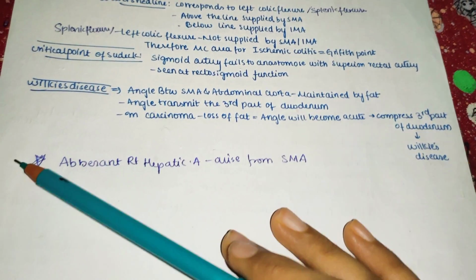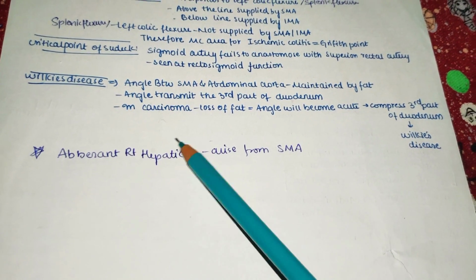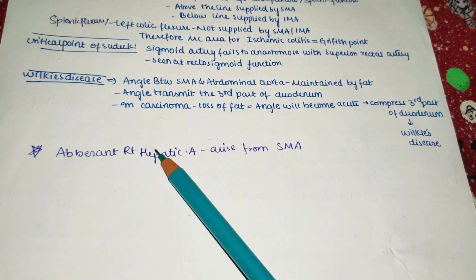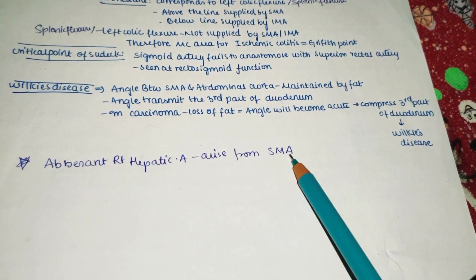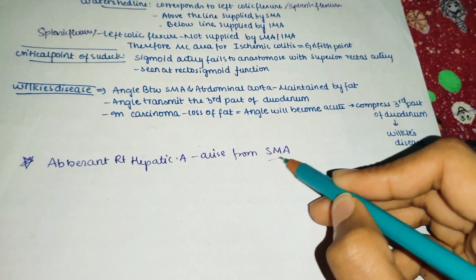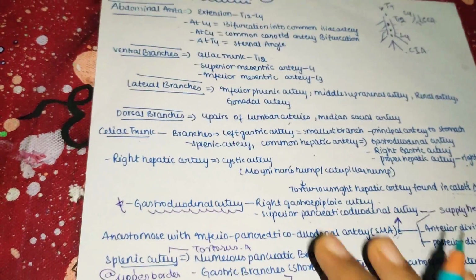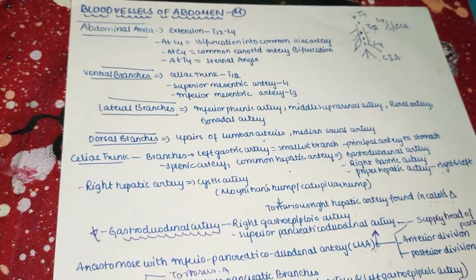Next we have an aberrant right hepatic artery. The aberrant right hepatic artery, that is the abnormal right hepatic artery, mainly arises from the superior mesenteric artery. Okay, so by this we have completed the blood vessels of the abdomen.